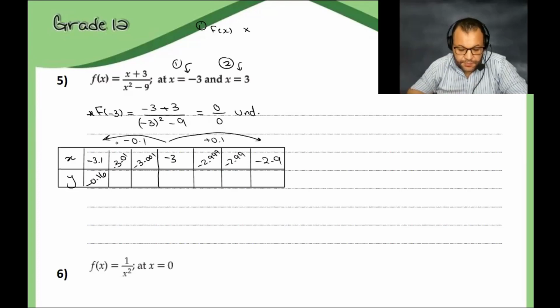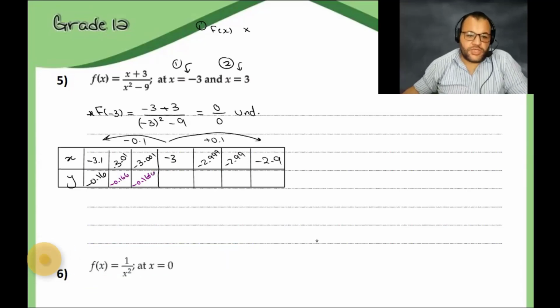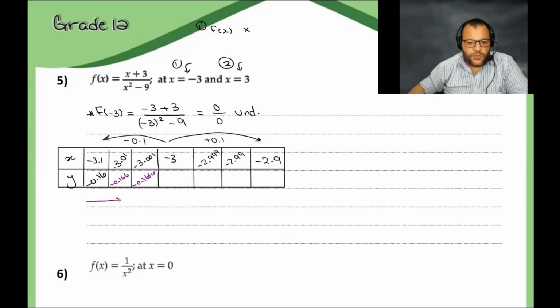For the second one, negative 0.166, going on and on, negative 0.166, then negative 0.1666. So it is approximately negative 0.17. From the left side, we are going to be negative 0.17.